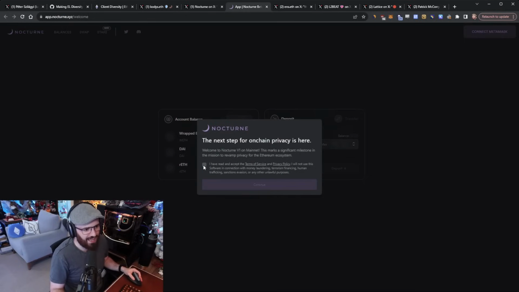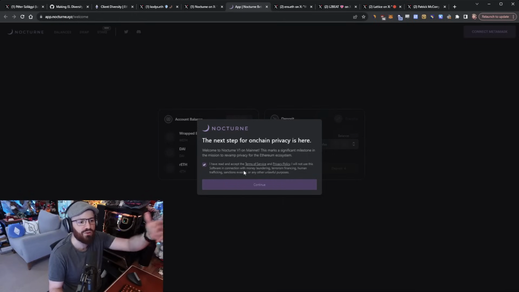There is, funny enough, a disclaimer here that basically says, I will not use this software in connection with money laundering, terrorism financing, human trafficking, sanctions evasion, or any other unlawful purposes. Okay, as I said, sanctions evasion, right? There are people going to be in countries that are not evading sanctions of their country. They're evading sanctions of another country, for example, but they're not a citizen of that country. As I said, if you're a citizen of Russia, you're not evading the sanctions of the US on Russia by doing business within Russia. And it becomes so murky.